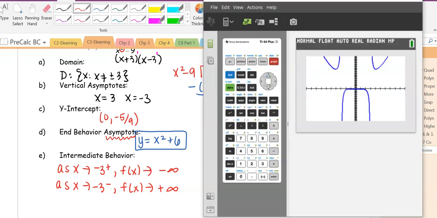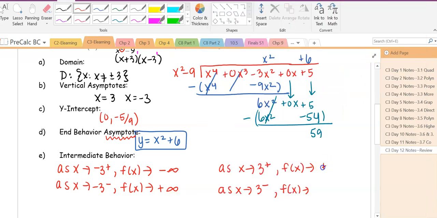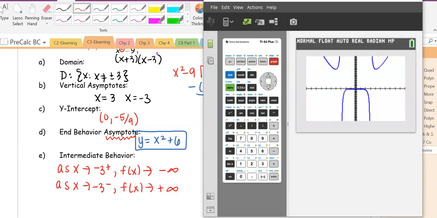Okay. So +3 right here. As I'm approaching from the right, what's happening? It's going up. So approaches +infinity. And as I'm approaching 3 from the left, so I'm coming from this direction, it is going down, -infinity.